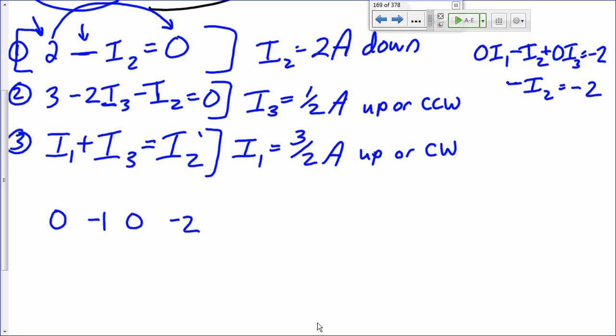Question. Yeah, Andrew. What if it was a positive I2? Mm-hmm. Then it would be positive 1. If I2 right here was positive, no, this would still be negative. If you get it negative, you just take it over to the opposite side of the equation.